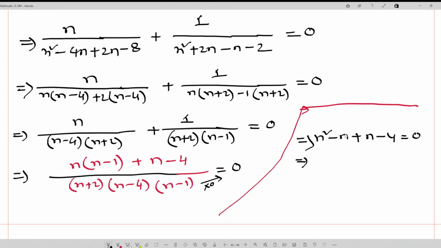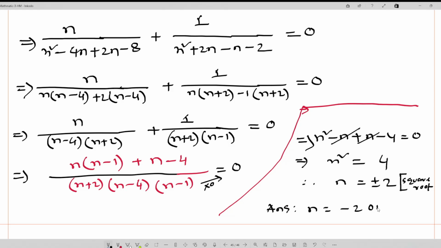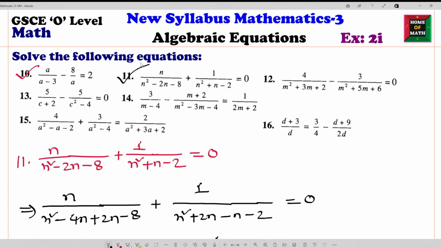Okay, so this n and this n cancel out, n square equals 4, this minus 4 we will exchange to the right side. So n equals plus or minus 2, because we take the square root of both sides. Yes, so our answer is n equals minus 2 or 2. Okay, thank you. Number 11 done.